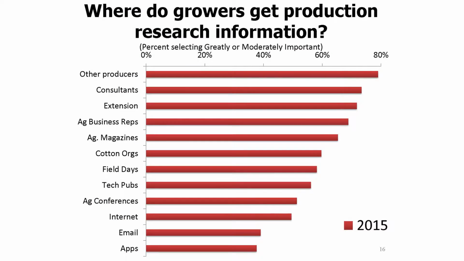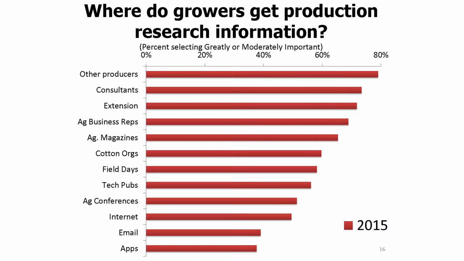The other useful information we got out of that 2015 survey is we asked them where they get their technical information. We gave them four options: greatly, moderately, minimal, and not at all. So 80% of the growers said other producers were either greatly or moderately a source of good technical information.